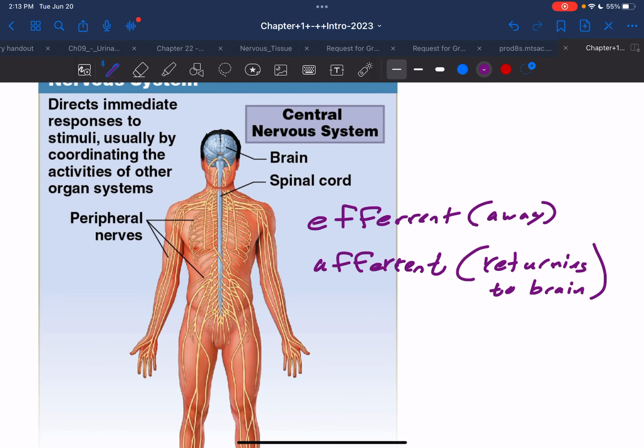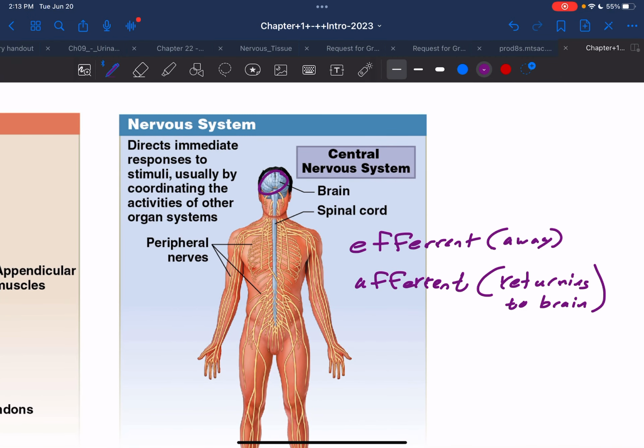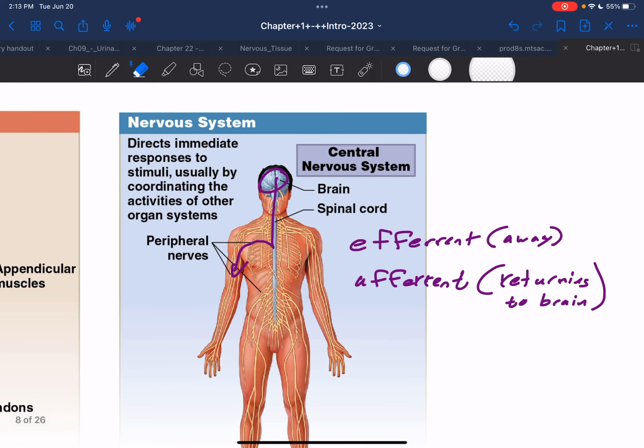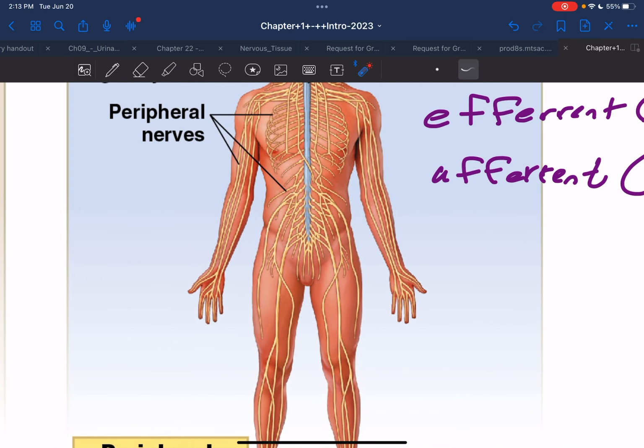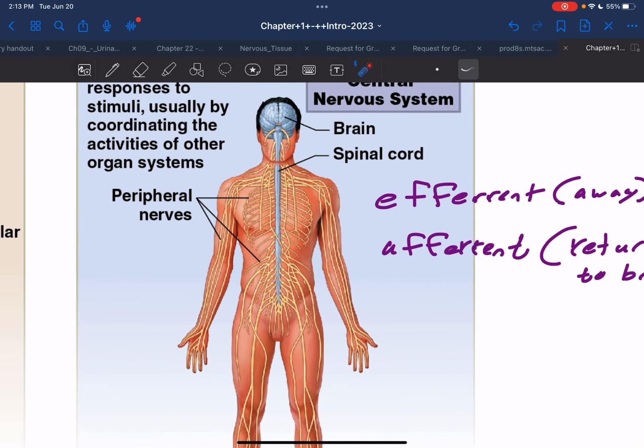And so, efferent: when you send a signal away, it's going to be called an efferent signal, an efferent impulse. You'll see these words come up over and over again. That's why I'm introducing it now. And afferent, it's the opposite. Think about touch.